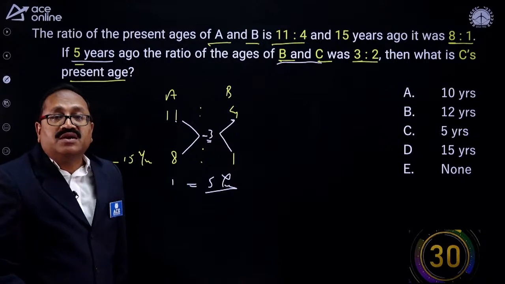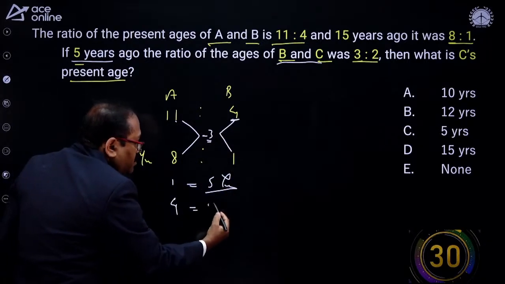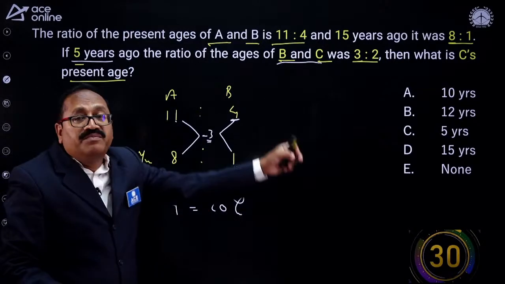So what is the present age of B? The present age of B is 4 parts, then 4 part is equal to 20 years. After that we have the ratio of B to C.